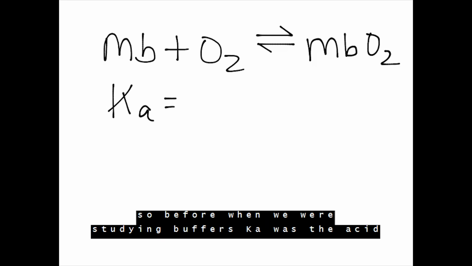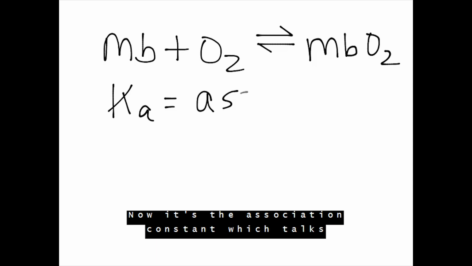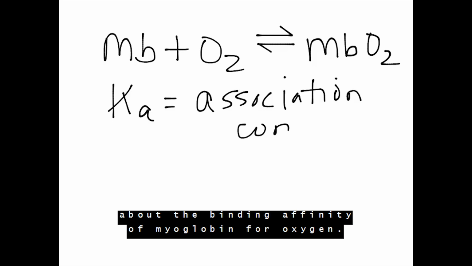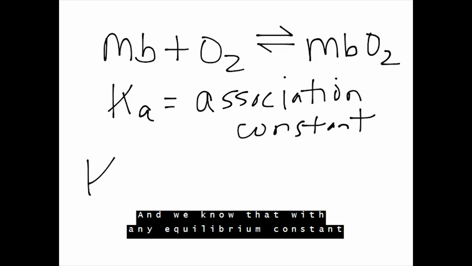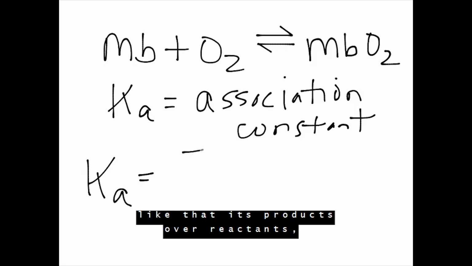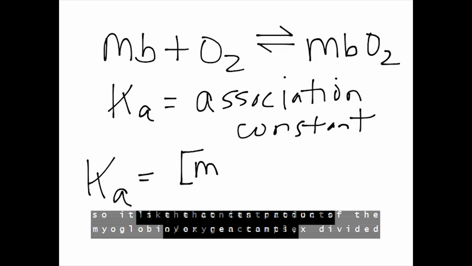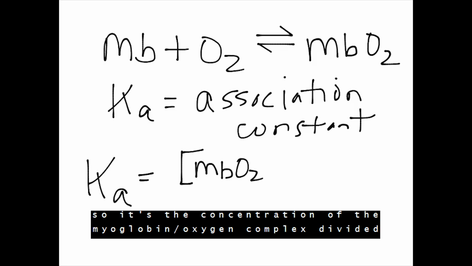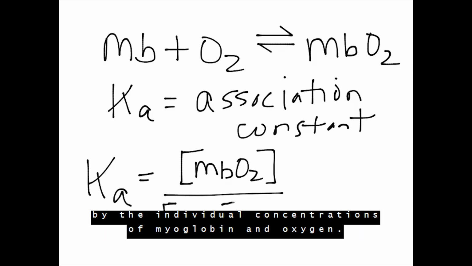Before, when we were studying buffers, Ka was the acid dissociation constant. Now it's the association constant, which talks about the binding affinity of myoglobin for oxygen. And we know that with any equilibrium constant like that, it's products over reactants. So it's the concentration of the myoglobin-oxygen complex divided by the individual concentrations of myoglobin and oxygen.